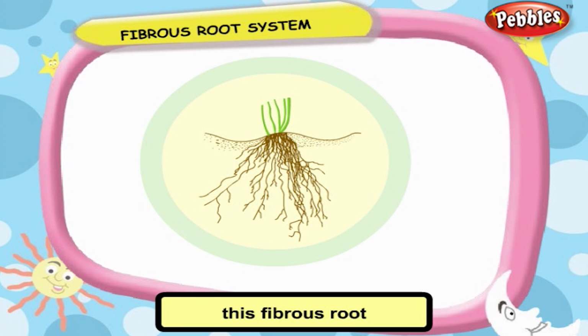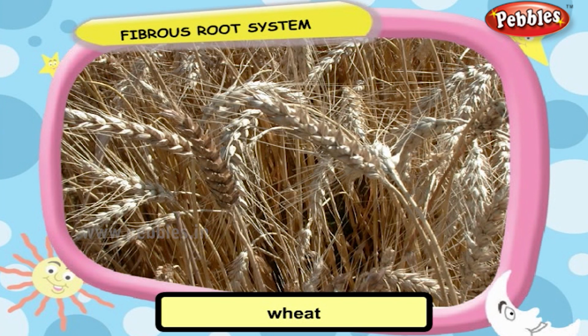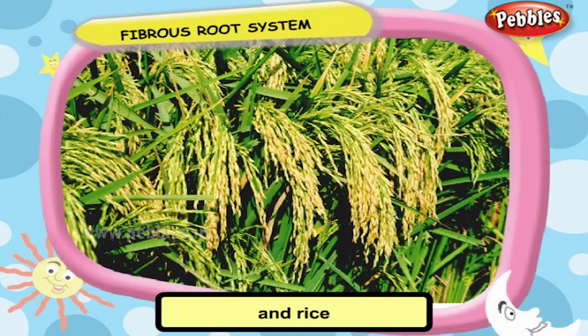This fibrous root is found in grass, wheat, onion, and rice.